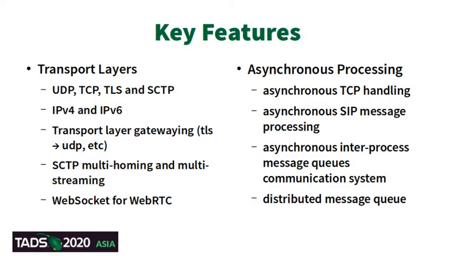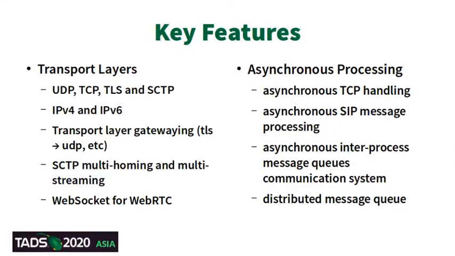For transport support, Kamailio supports UDP, TCP, TLS, and SCTP. We support IPv4 as well as IPv6, and we can do gateway bridging between all of these. So you can use IPv6 to IPv4 bridging, as well as UDP to TCP or TLS bridging. We offer multi-homing and multi-streaming with SCTP, as well as WebSockets for WebRTC.